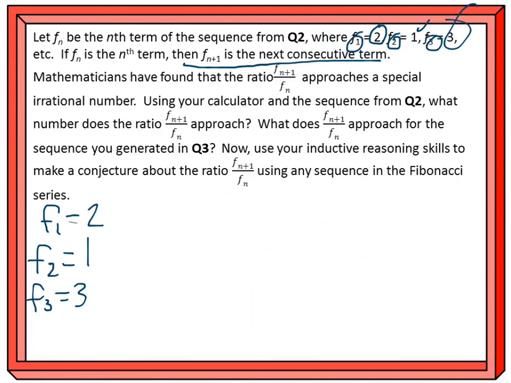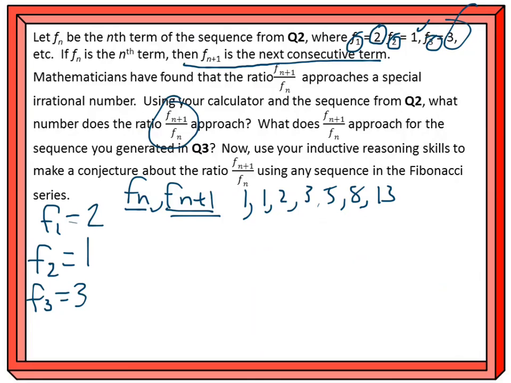Okay, so now that we understand what f sub n means and f sub n plus 1, what we're doing is we're taking ratios of those things. Notice that f sub n plus 1 is the number on the top, and f sub n is the number on the bottom. Okay, and we're trying to see what these numbers approach. This was a question that was on the review, and on the review we were using the Fibonacci sequence 1, 1, 2, 3, 5, 8, 13, and so on, and we're taking ratios of those.